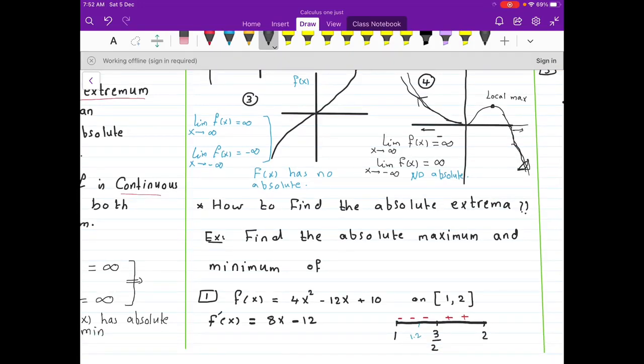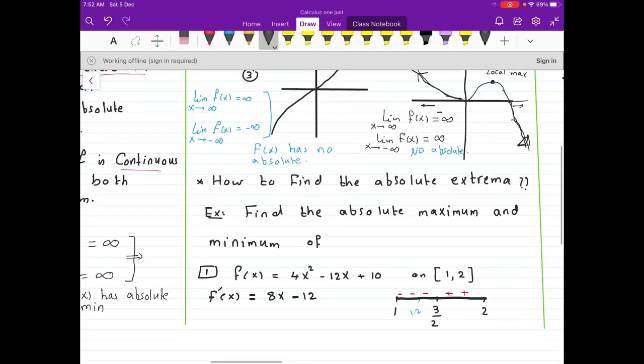So for example, find the absolute maximum and minimum of f(x) = 4x squared minus 12x plus 10 on the closed interval [1, 2]. First of all, find the critical point. f prime of x equals 8x minus 12 equals 0. So we get 8x equals 12, so x equals 12 over 8.